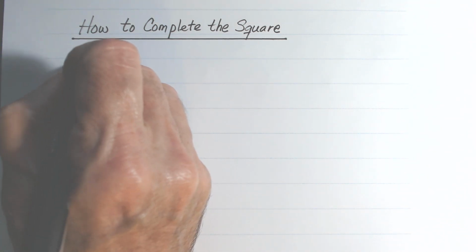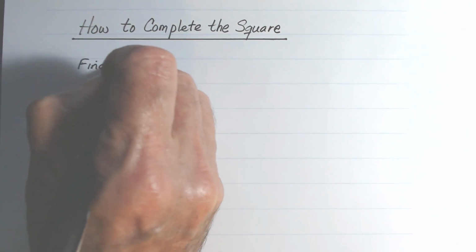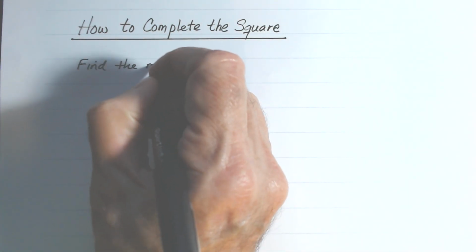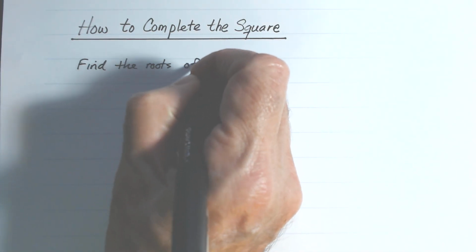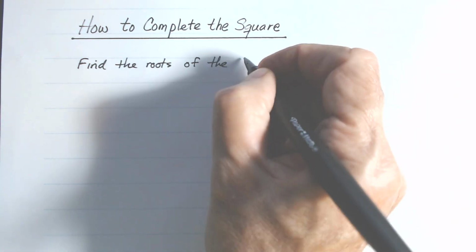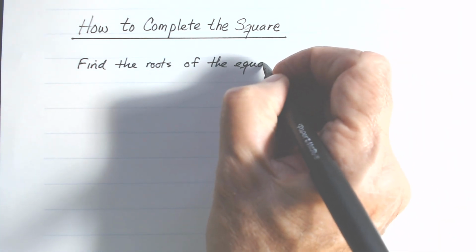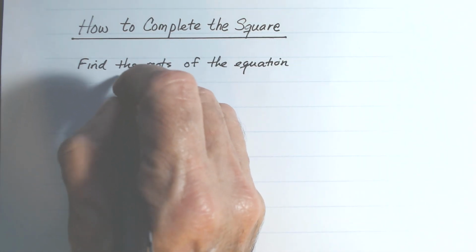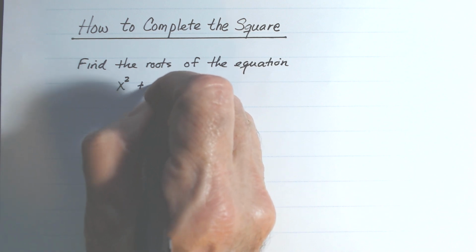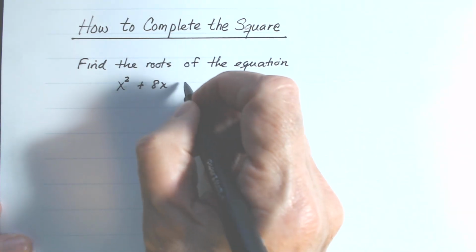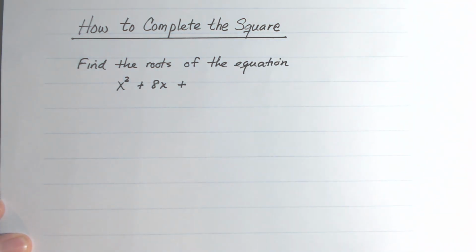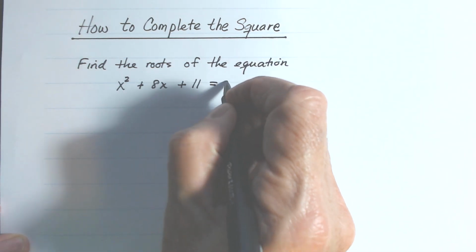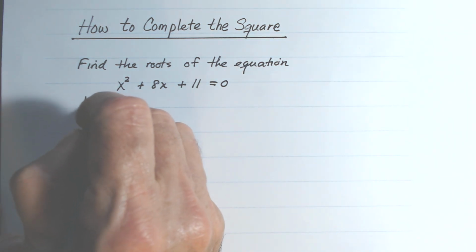Alright, today I want to talk to you about how to complete the square. So typically the question is asked, find the roots of the equation x squared plus 8x plus 11 equals 0 by completing the square.